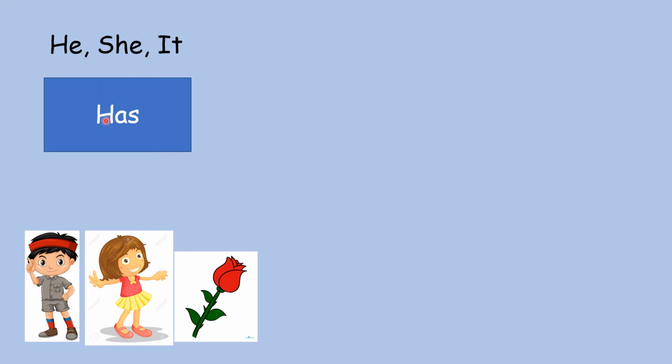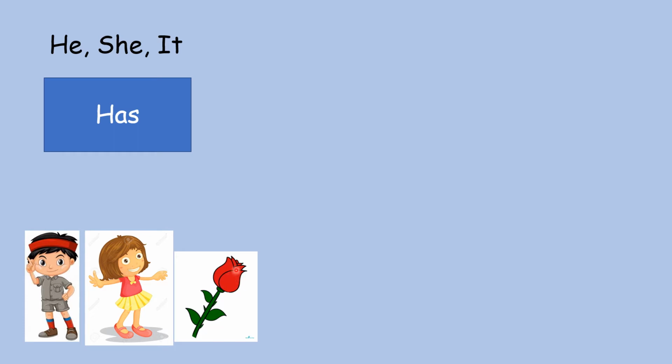He has a red band. She has a red and yellow dress. It has red petals. So you see, children, the word has goes along with he, she, or it. You can also write the boy has a red band, the girl has a red and yellow dress, and the rose has red petals.